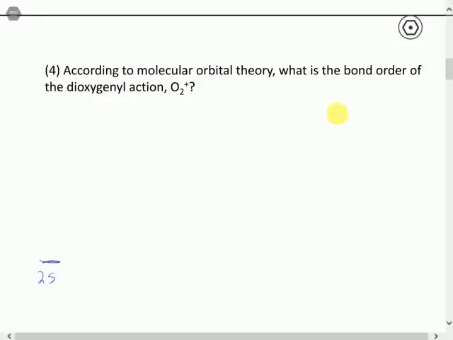So for the molecular orbital diagram for O2, for anything with two oxygens in it, we're going to mix the two s orbitals with each other to make a sigma and a sigma star.